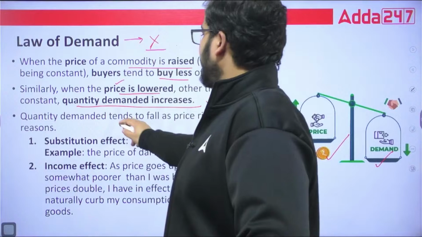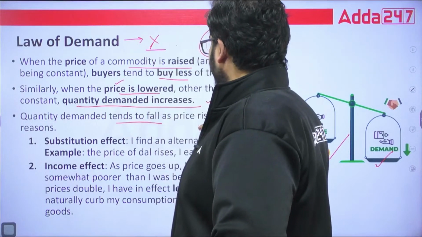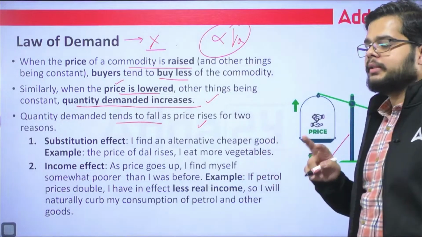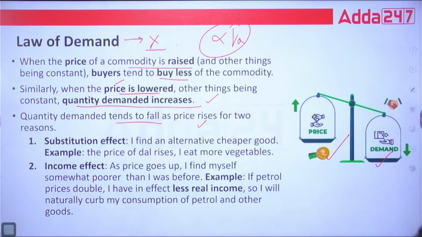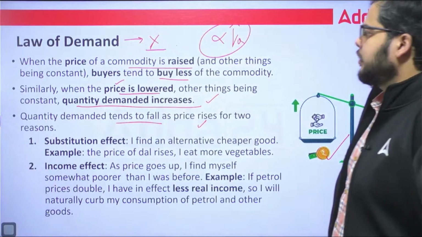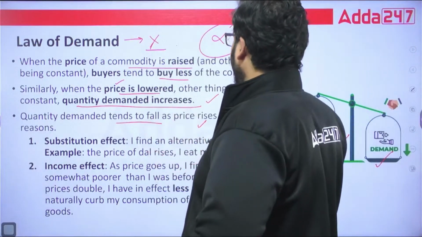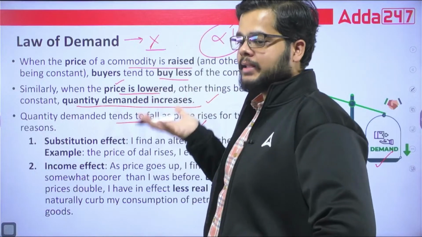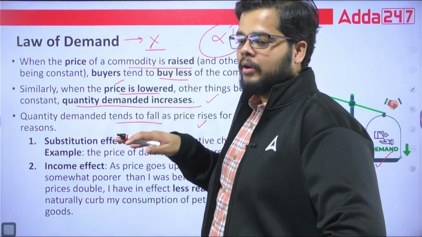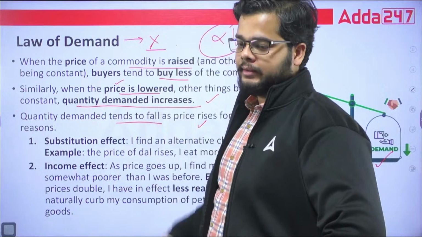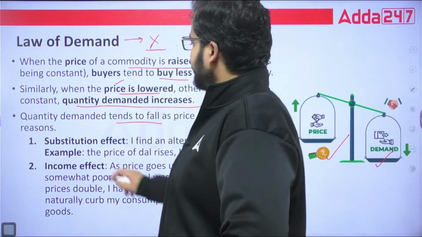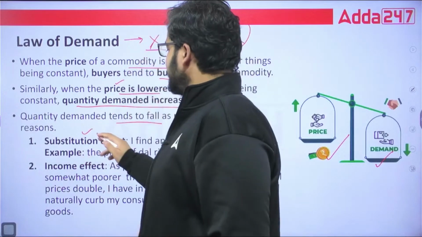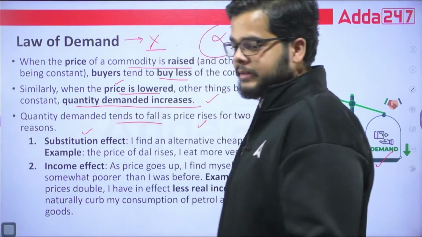So quantity demanded tends to fall as the price rises for two reasons. Theoretically, there are two reasons why the quantity demanded tends to fall as the prices rise. As the prices are rising, why does the demand or the quantity decrease? Two factors, as said by many economists: one is the substitution effect, another one is the income effect.